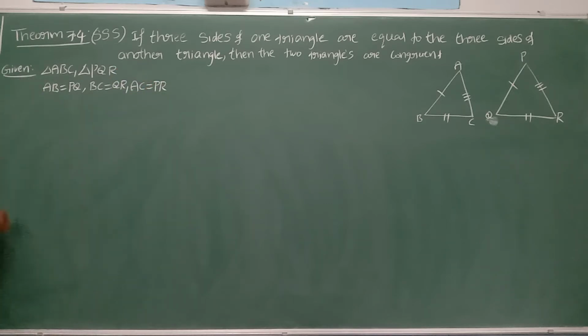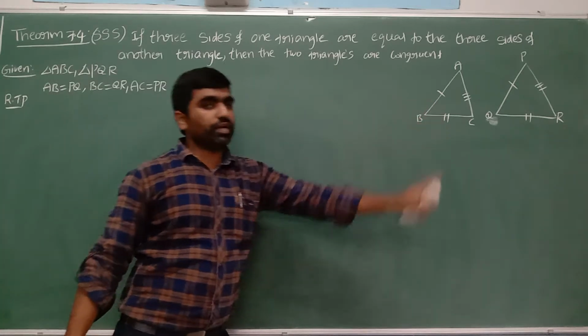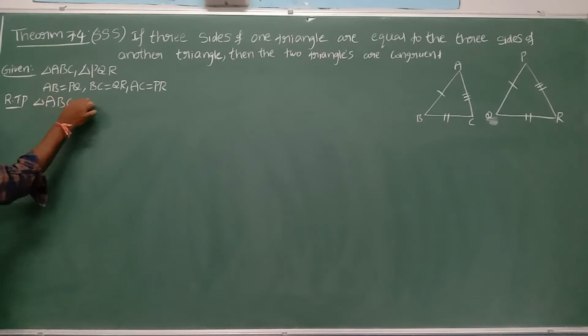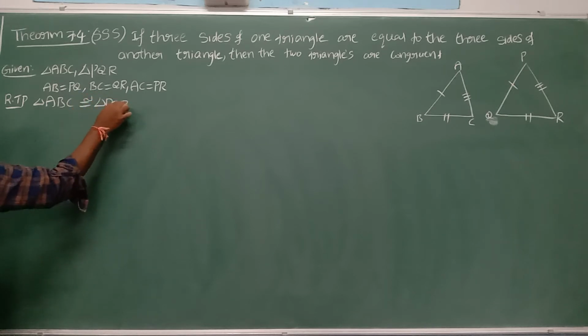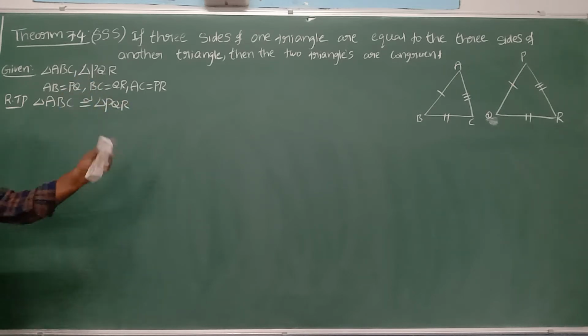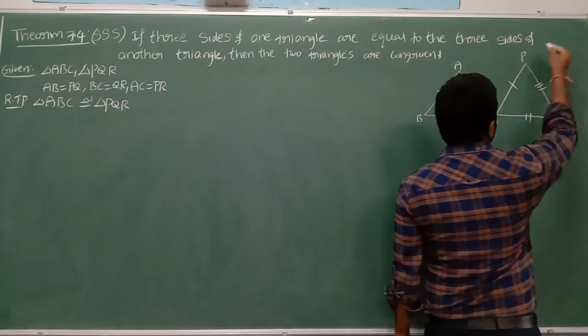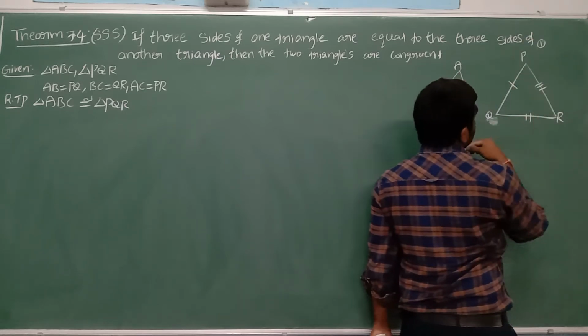So with the help of this given data, what is required is to prove that the two triangles are congruent. So we have to prove that triangle ABC is congruent to triangle PQR. Already we learned some congruent criteria.